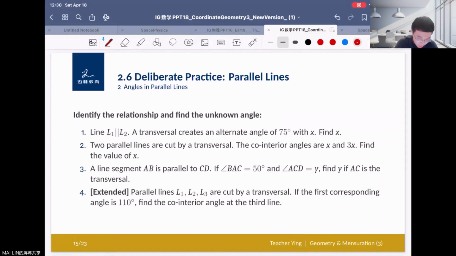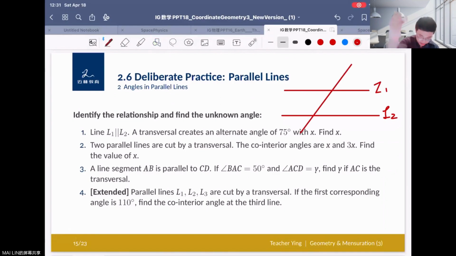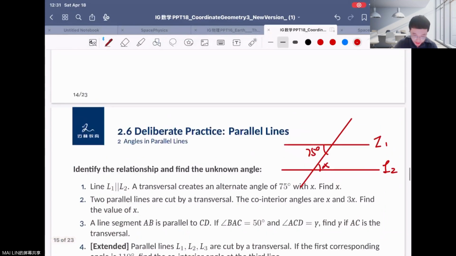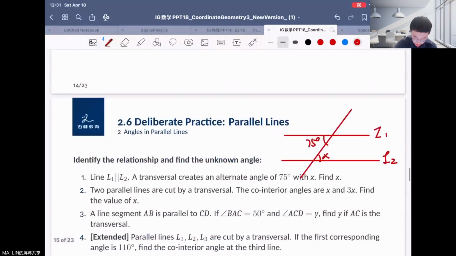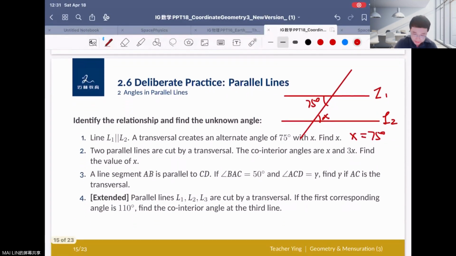For problem one, line L1 is parallel to line L2 and the transversal creates an alternate angle of 75 degrees. Here the alternate angles are 75 degrees and x. They are equal to each other, because the alternate angle has that shape. So x equals 75 degrees. That is problem one.